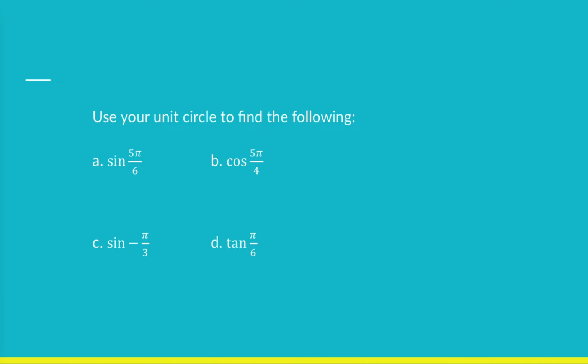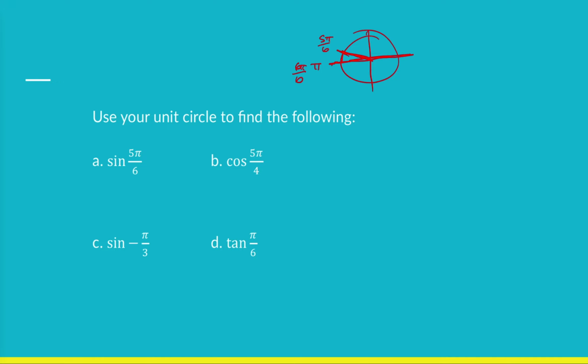Use your unit circle to find the following. It would have been smart if I had a unit circle on here. Sketch a unit circle. Right? 5 pi over 6, right? Pi is 180 degrees, which would be 6 pi over 6. 5 pi over 6 is going to be 30 degrees above that, which is going to be 150 degrees.